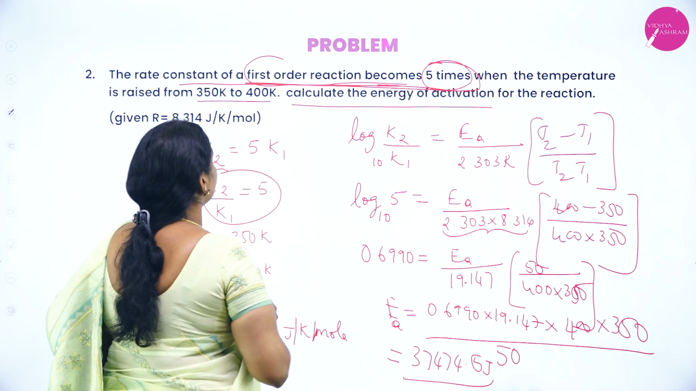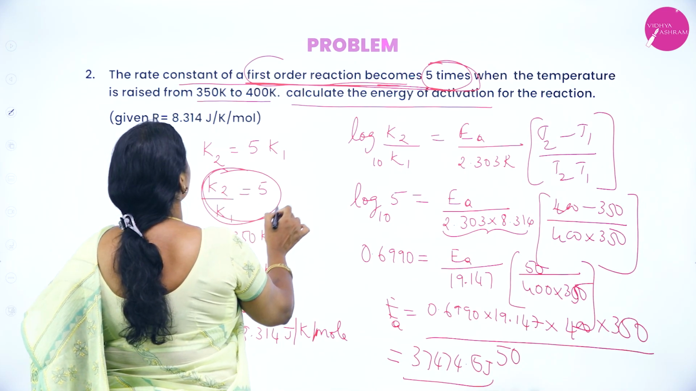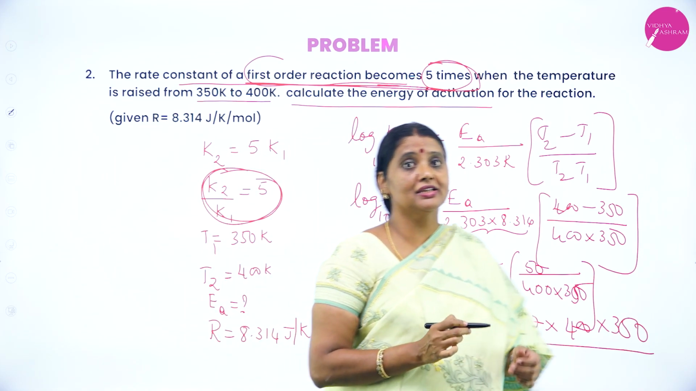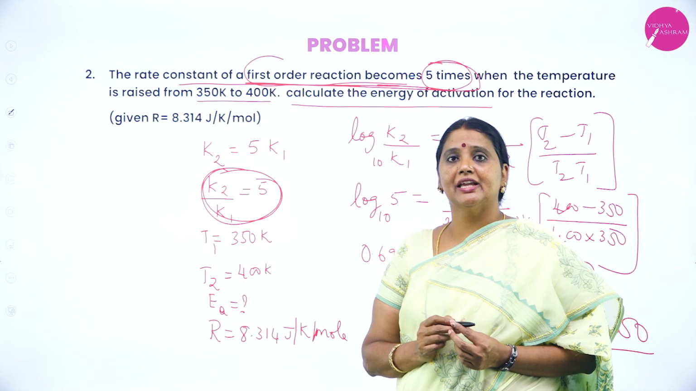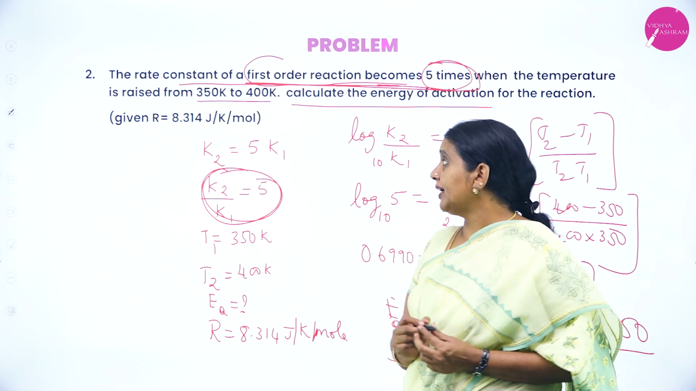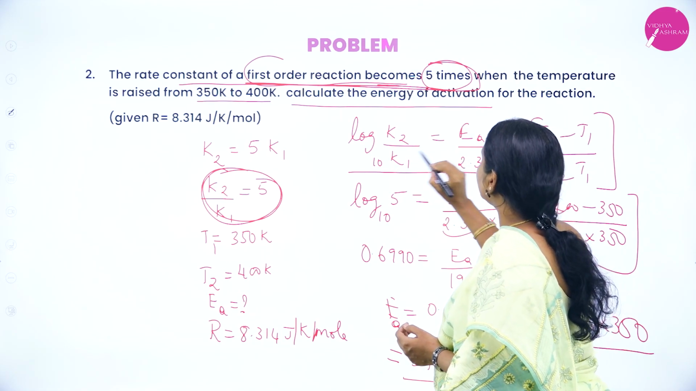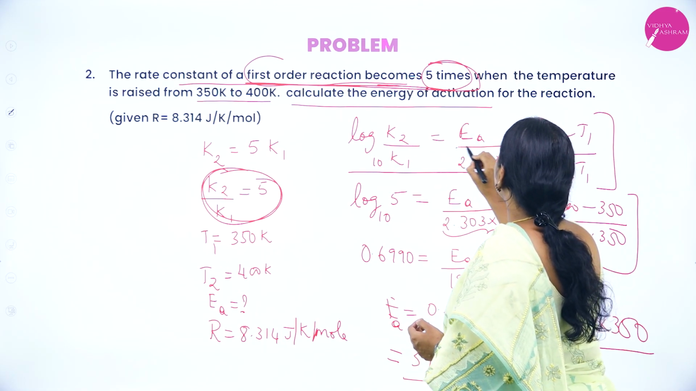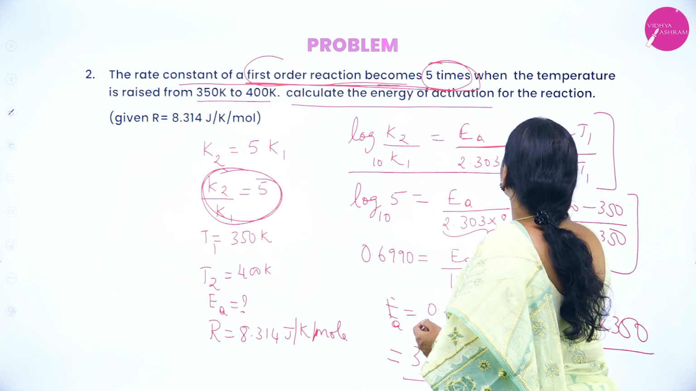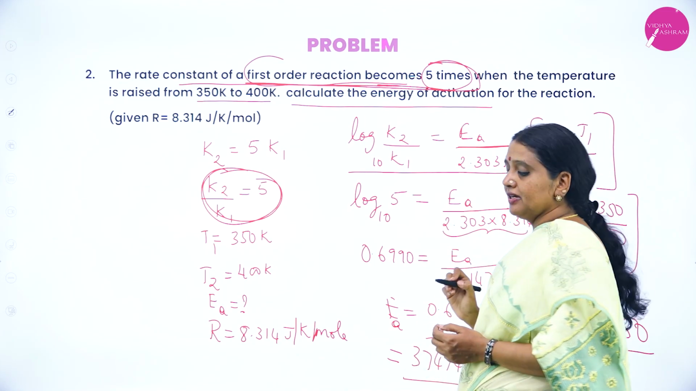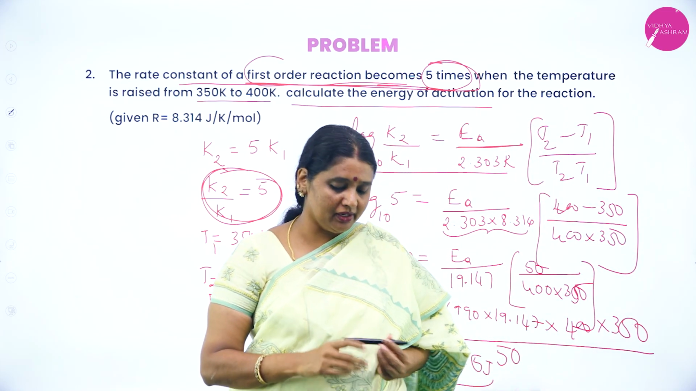37474.5 joule. Here the very important point is you have to take K2 by K1 is equal to 5. What's the formula we have to use? Log K2 by K1 to the base 10 is equal to EA by 2.303 R into T2 minus T1 divided by T2 T1. Next problem.